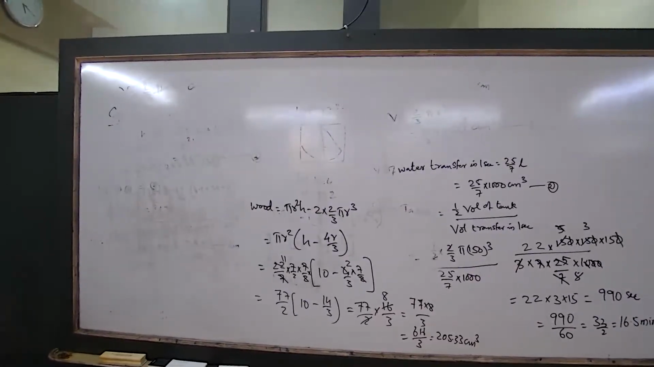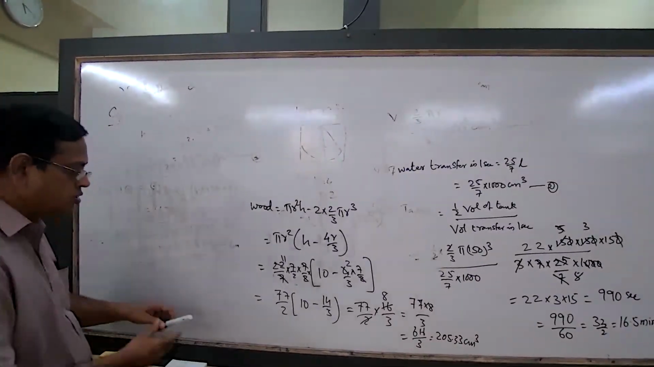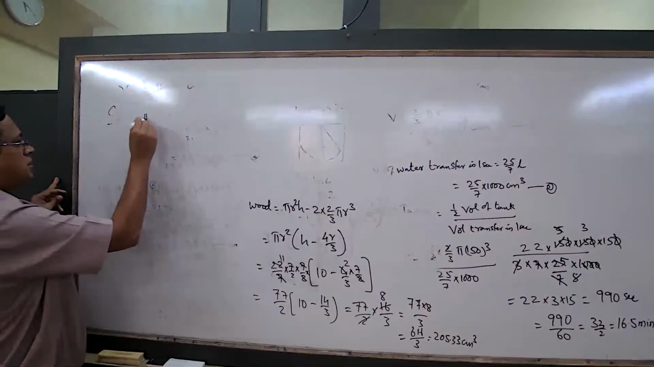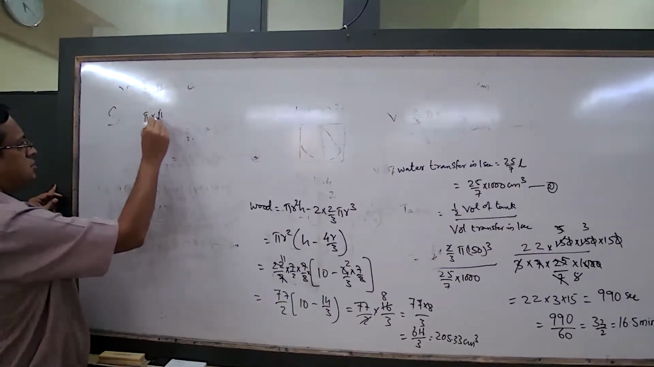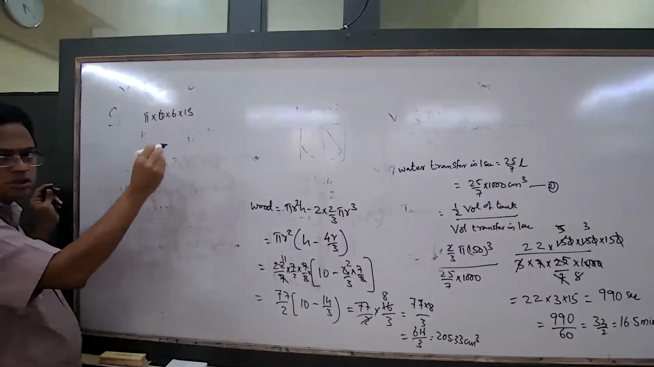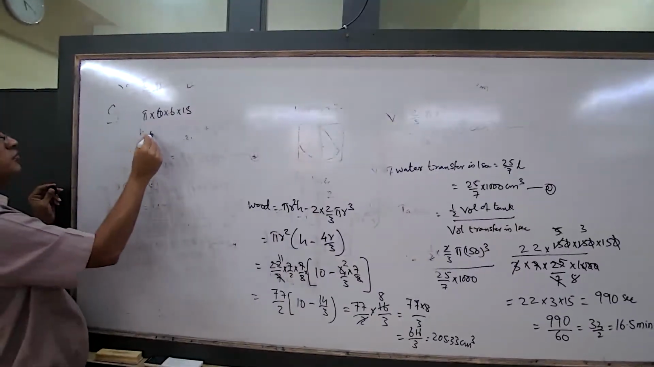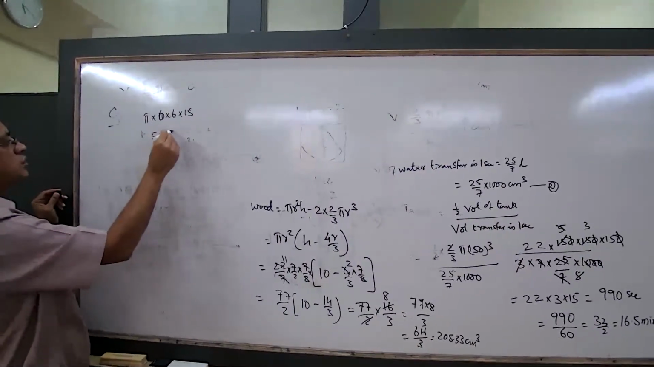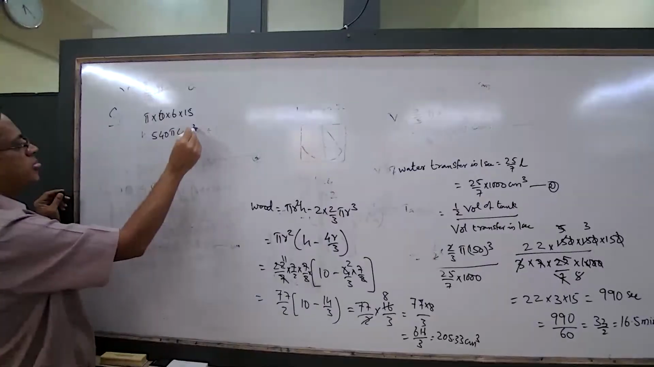Why are you looking this way? First time seeing? Pi into 6 multiplied by 6 into 15. 15 into 6 is 90. 9 sixes are 54. 540 pi centimeter cube.